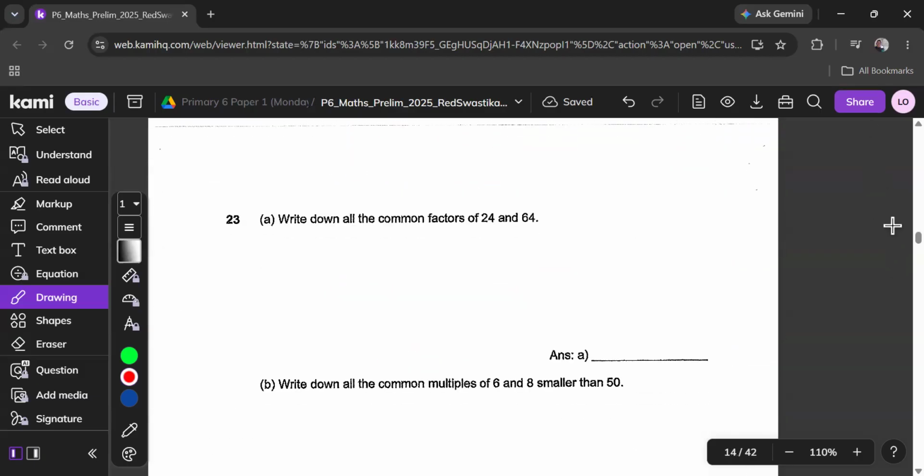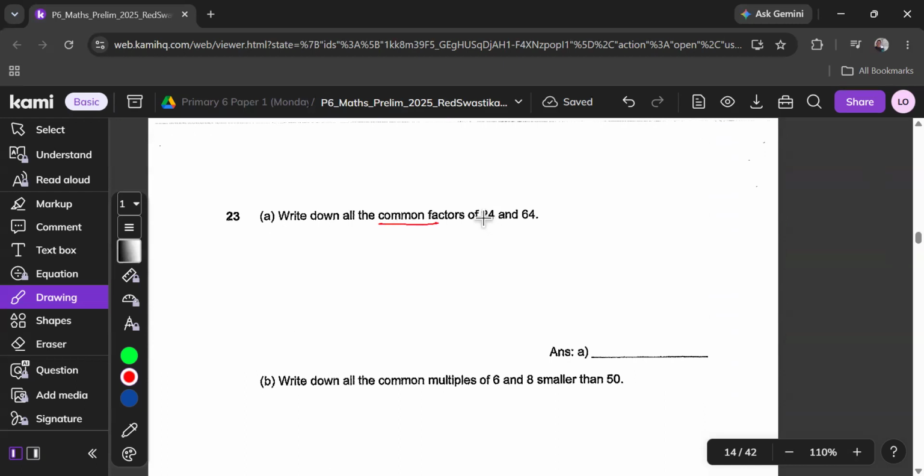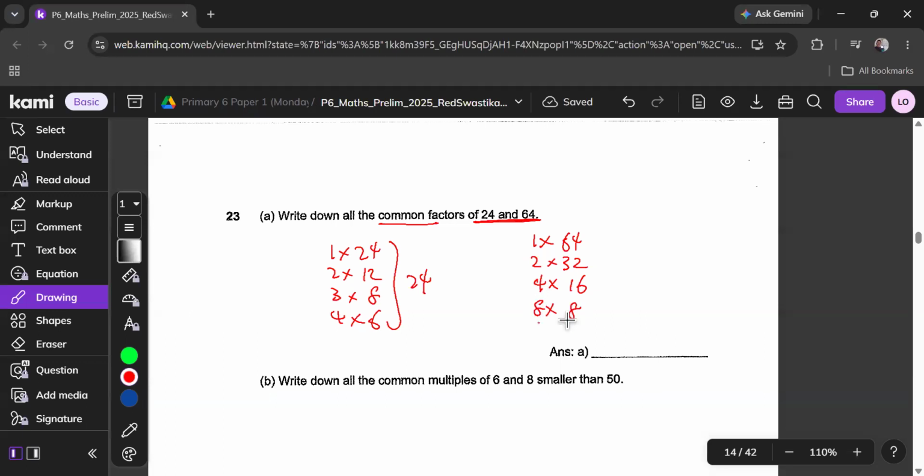Okay, question 23. Common factors, and you must do this, right? You must do this. 3 times 8, 4 times 6 to get factors of 24, right? If you never do this, you may make careless mistakes. 1 times 64, after 1 will be 2, 2 times 32. Is 3 a factor? No. Is 4 a factor? You take 64 divided by 4, yeah, 4 times 16. 5, no. 6, cannot. 7, cannot. 8 times 8. And once there's a repeated factor, you can stop already. No need to write any more factors.